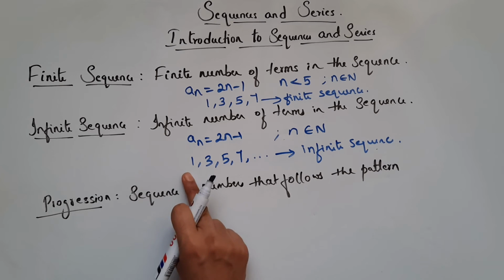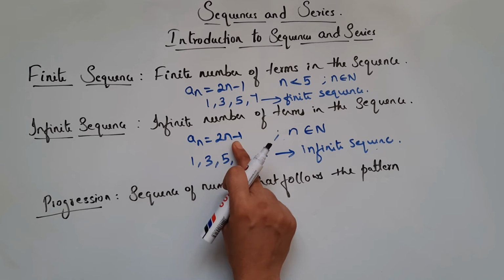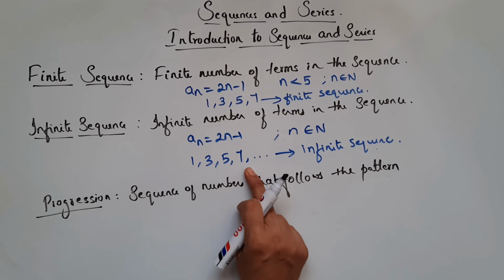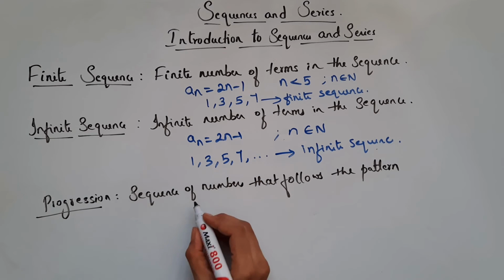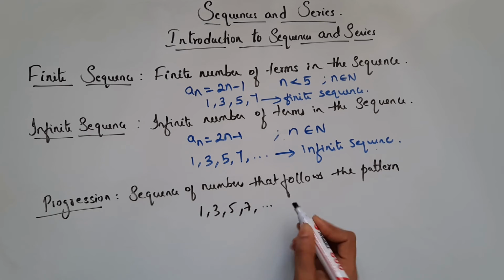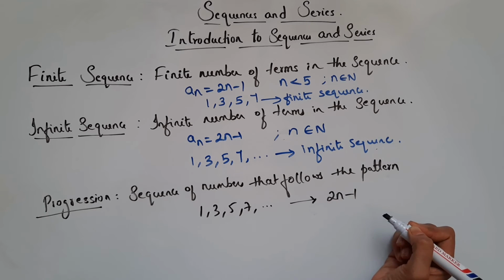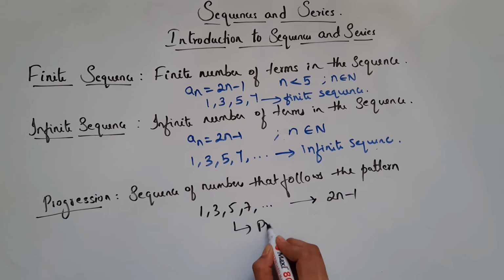Let me give an example. Here, if you see, this sequence follows the pattern 2n minus 1. So therefore this is a progression. Agreed? So we can say 1, 3, 5, 7 and so on. This follows the pattern 2n minus 1. So therefore this is a progression.